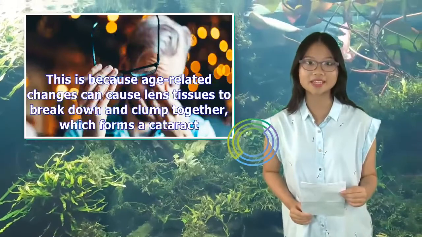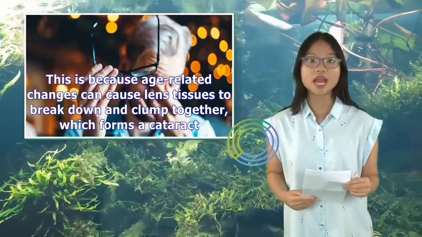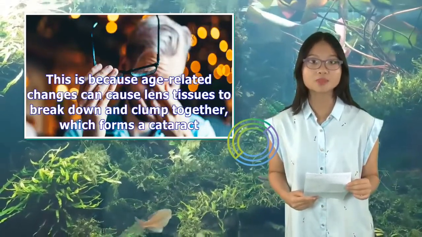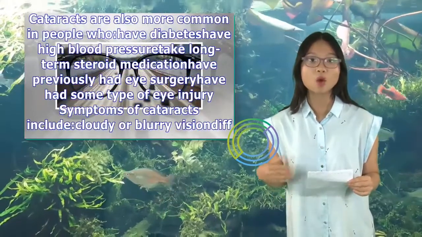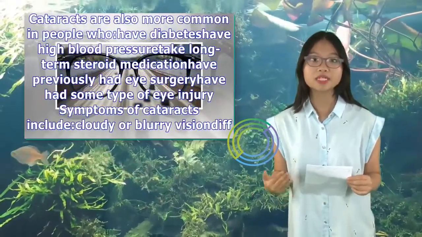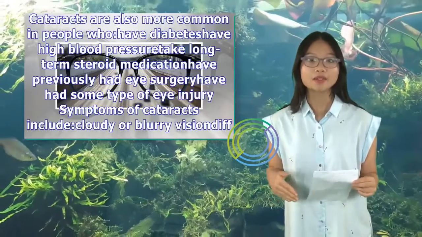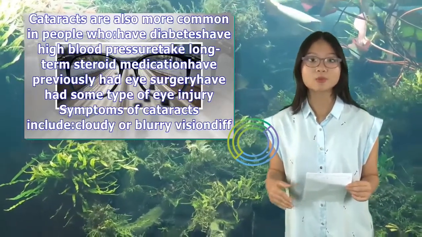Age is the biggest risk factor for cataracts. This is because age-related changes can cause lens tissues to break down and clump together, which forms a cataract. Cataracts are also more common in people who have diabetes, have high blood pressure, take long-term steroid medication, have previously had eye surgery, or have had some type of eye injury.